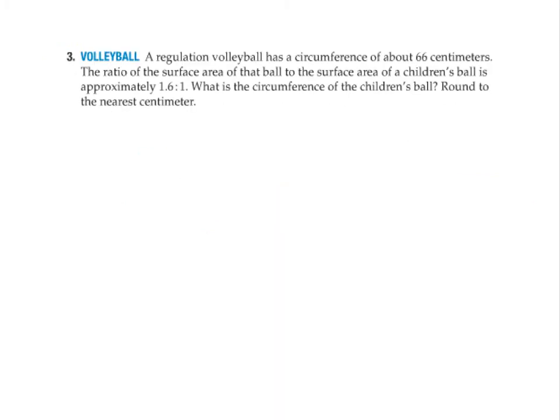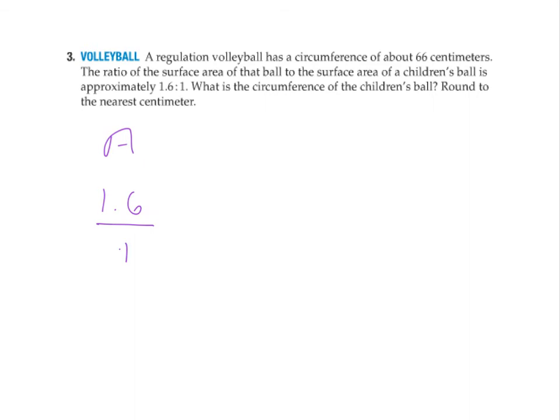Moving on to this one: a regulation volleyball has a circumference of about 66 centimeters. The ratio of the surface area of the ball to the surface area of the children's ball is approximately 1.6 to 1. What is the circumference of the children's ball? So let's just think about the surface area. The ratio of the surface areas of the two balls is 1.6 to 1. So this is an area measurement. Those were the ratios of their areas.